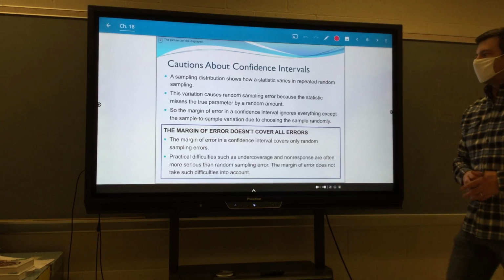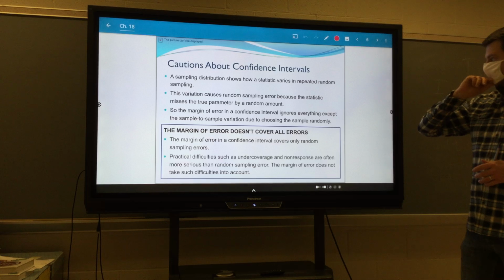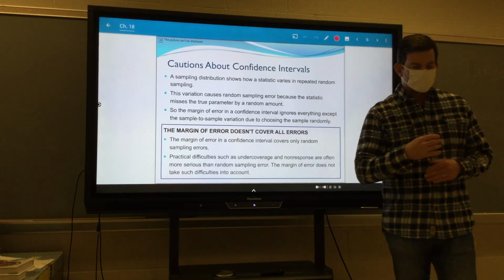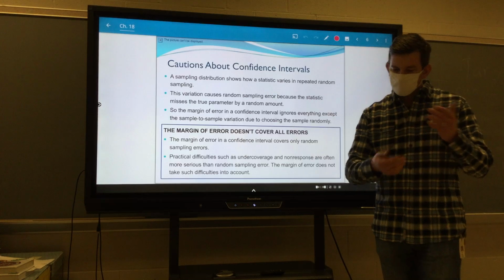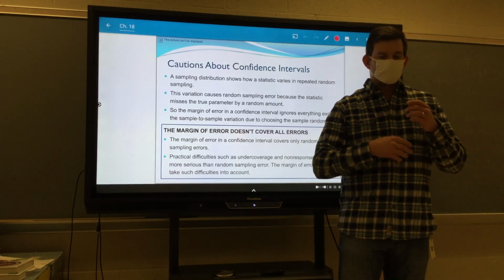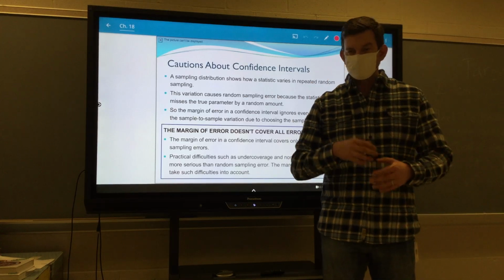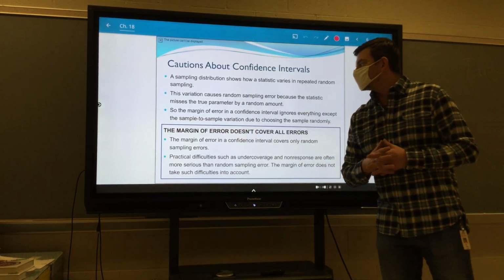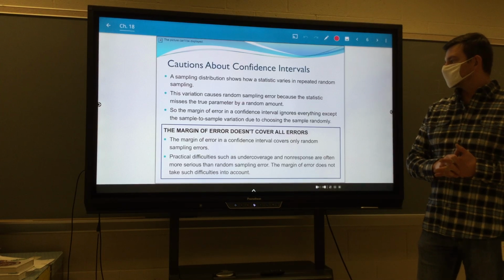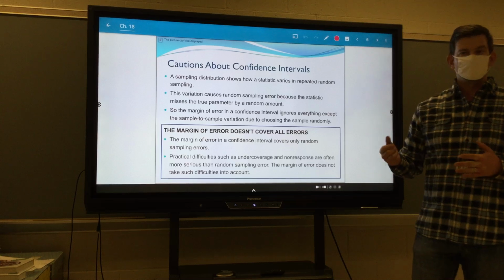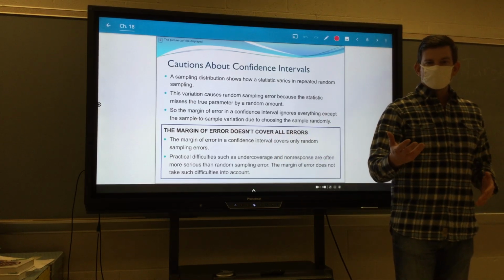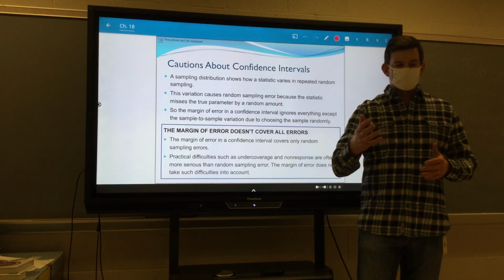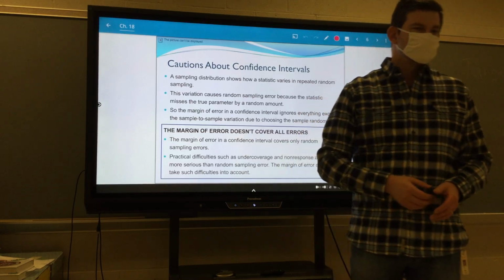All right, sticking with confidence intervals. A sampling distribution shows how a statistic varies in repeated random sampling. Okay? That's what a confidence interval does. If we were theoretically to do random sample after random sample of this same size, that makes up our sampling distribution. Now this variation causes random sampling error because the statistic misses the true parameter by a random amount. That's okay. There's this natural variation that's always there. We flip a coin 10 times, we expect 5 heads, 5 tails. If we get 6 and 4, it's all good.